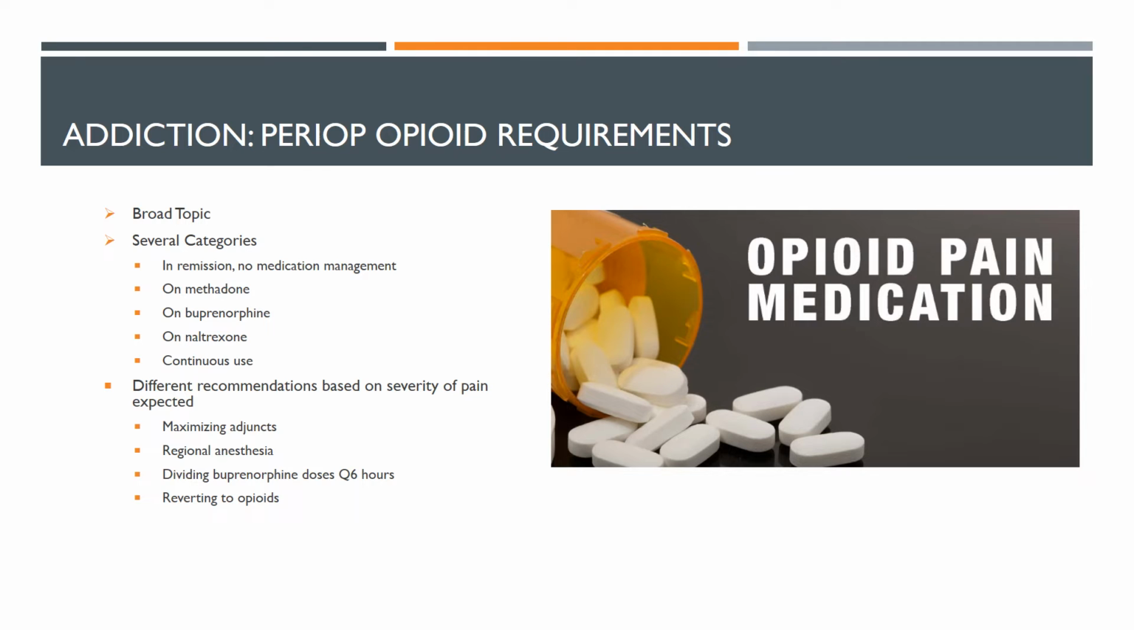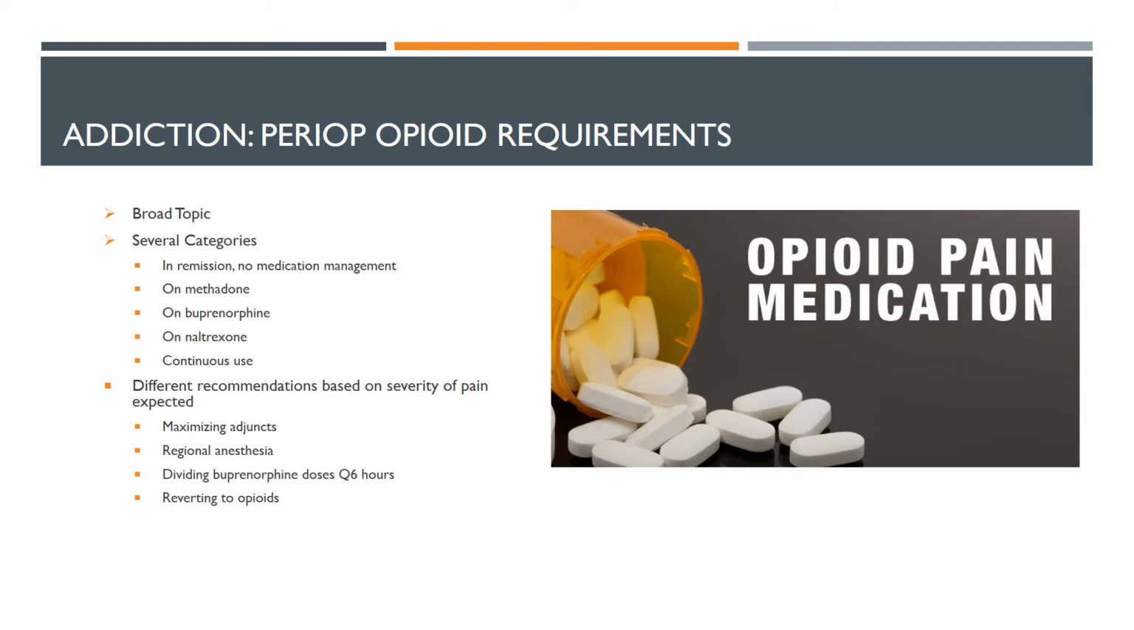Our first keyword topic is perioperative opioid requirements in those who are addicted. In general, this is an incredibly broad topic. Lectures on this subject could go on for hours and hours, and as you'll see with a lot of these keyword topics, it's a little bit challenging to summarize because I'm not exactly sure what the ABA was asking on the exam. However, I'll do my best.